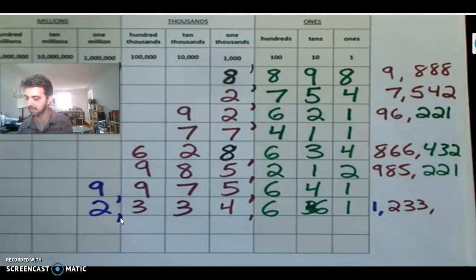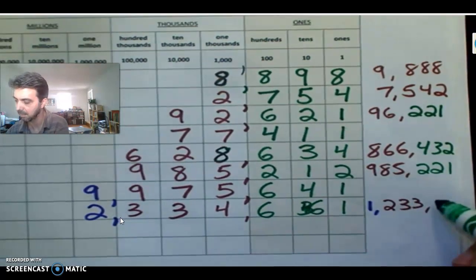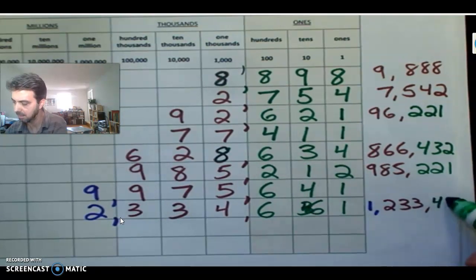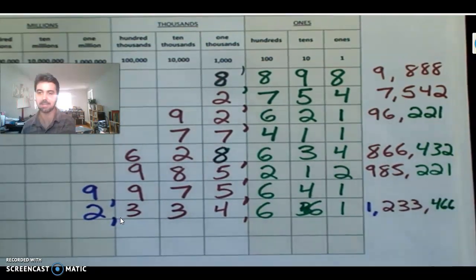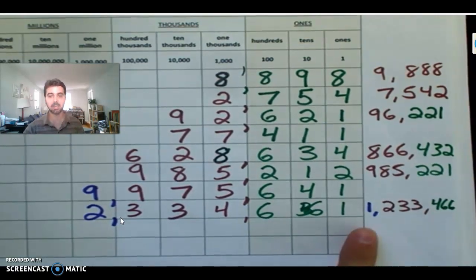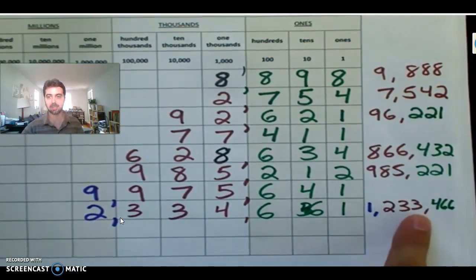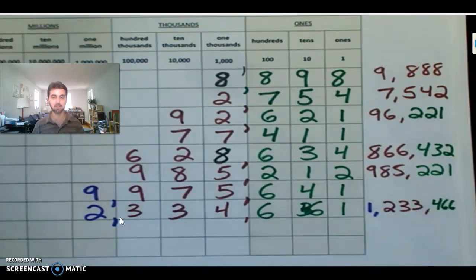Are you getting what I'm getting? I had to cram it in there. So the smallest number possible would be 1,233,466. It's like the opposite of the largest, okay?